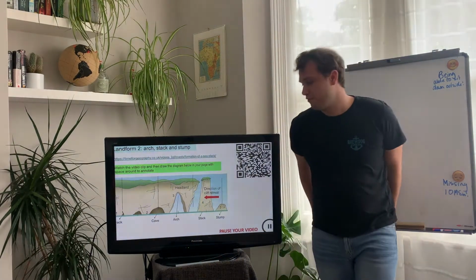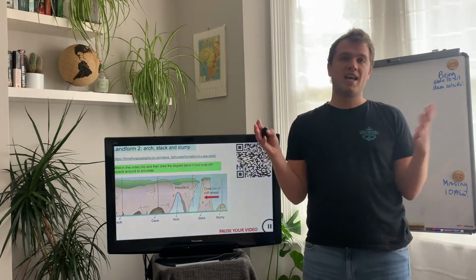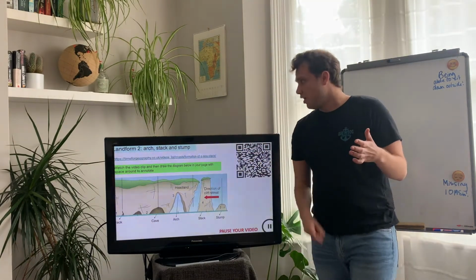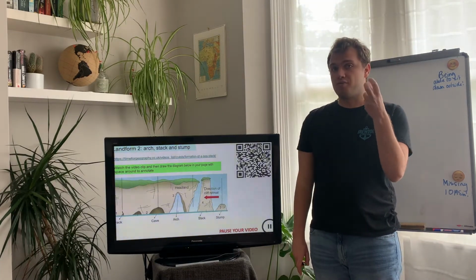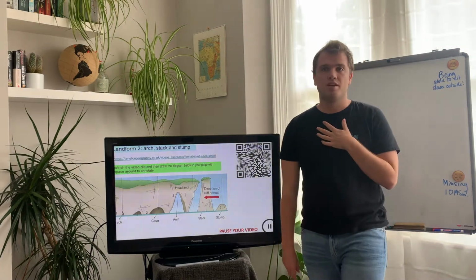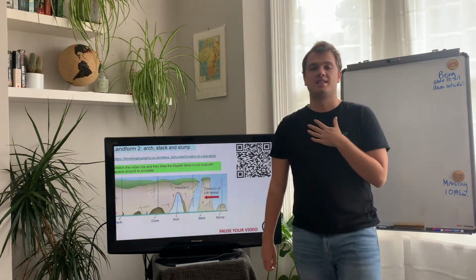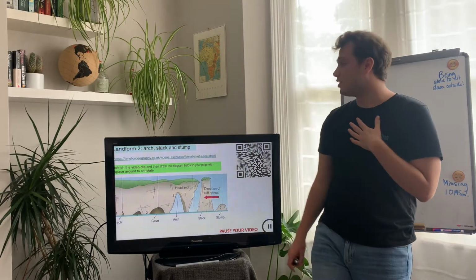So the next landform we are going to have a look at is actually a series of landforms, and it's a series of landforms that you tend to get on a headland. So if you could do another subheading now that says arch, stack and stump, because these are our three main landforms. Now these are probably the most impressive coastal landforms in my opinion. We all love an arch. Anyone who's ever been down to Dorset and seen Durdle Door, really impressive arch we have on the British coastline there.